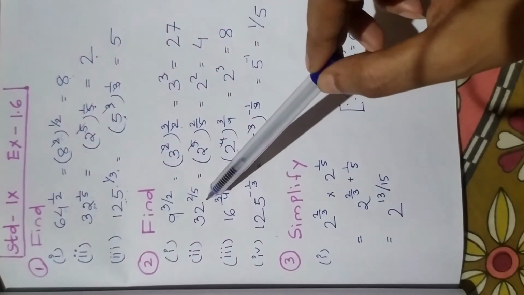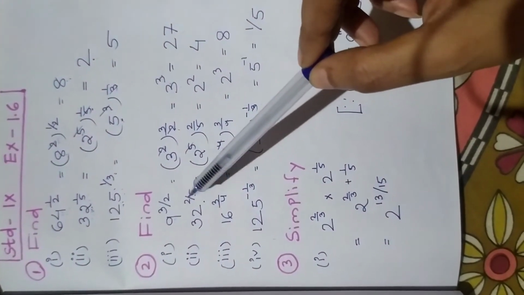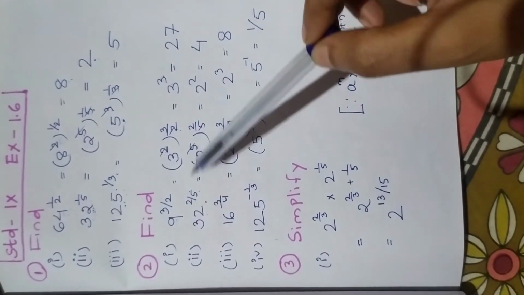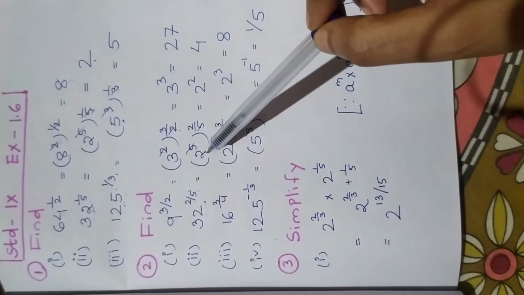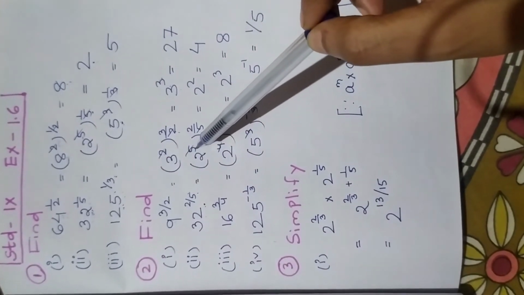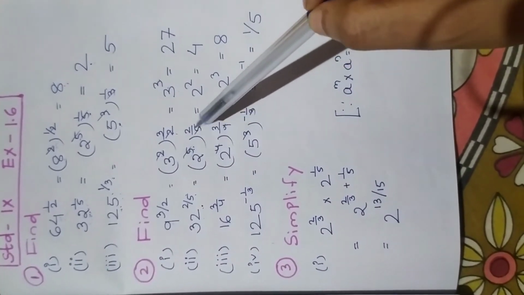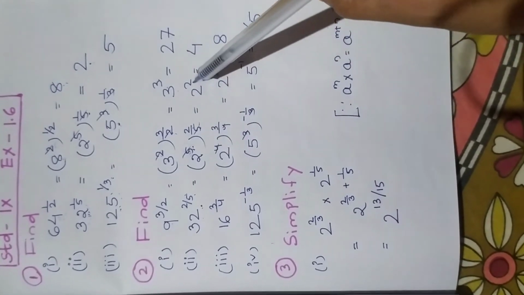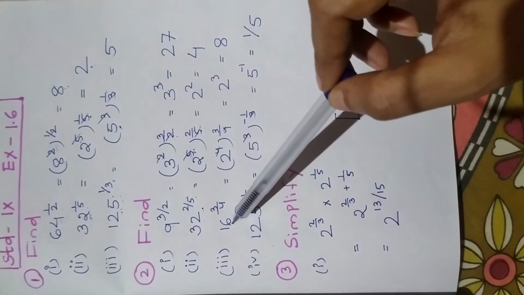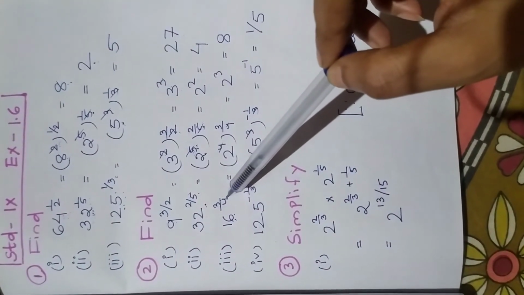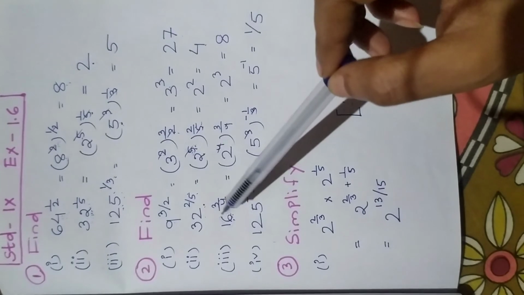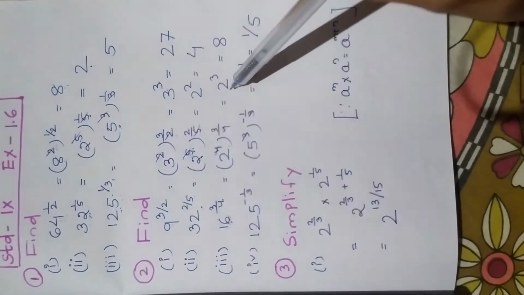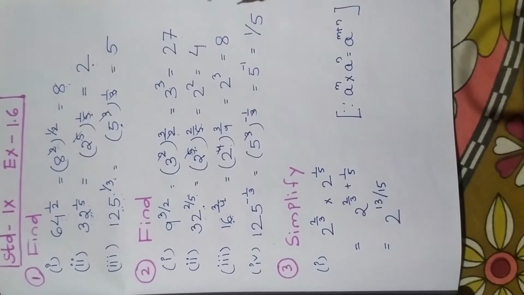Coming to bit 2, 32 to the power 2 by 5. 32 means 2 to the power 5. Here we have to consider which is that particular number whose power will come as 5, so that these two terms can be cancelled out. Here 2 to the power 5. So 2 to the power 2 means it's 4. Bit 3, 16 to the power 3 by 4. So 16 can be expressed as 2 to the power 4. So this 4 cancelled out. We have 2 to the power 3 is equal to 8.